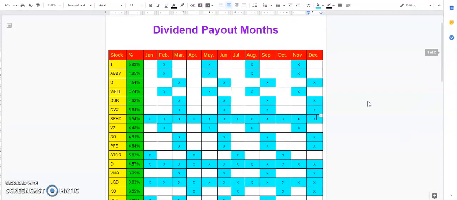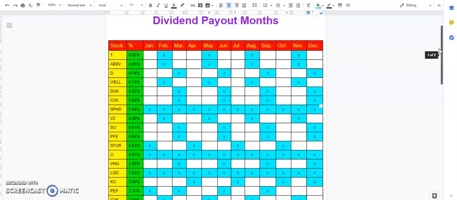And then one more thing before we get into all the dividends, this is my dividend payout months, pretty much a chart that I made for all of the stocks that I own in my portfolios. So what happens here is I can basically keep track of the stocks that I own. This is ticker symbol T, which is AT&T. It currently has a dividend of 6.88%. Some of these might not be up to date, but most of them should be.